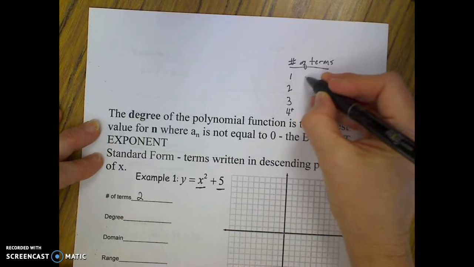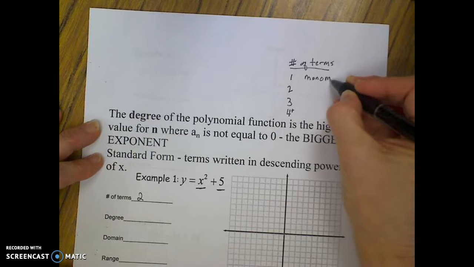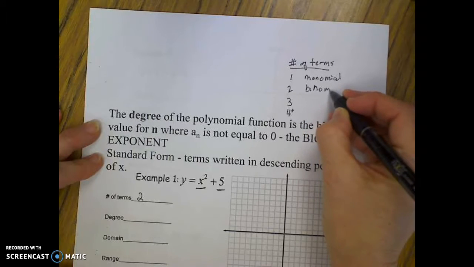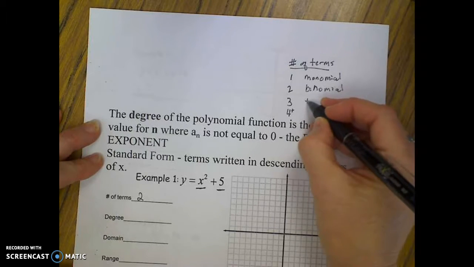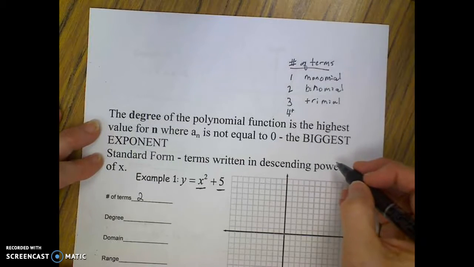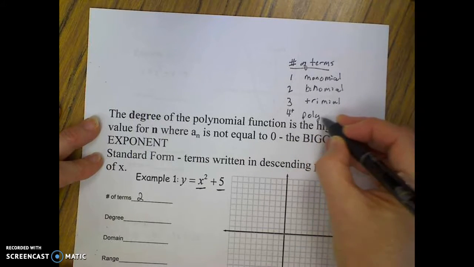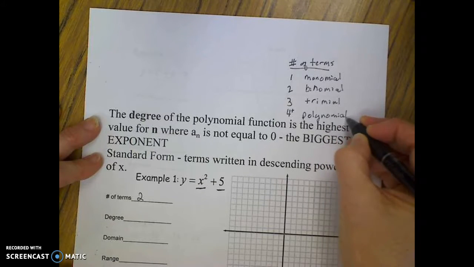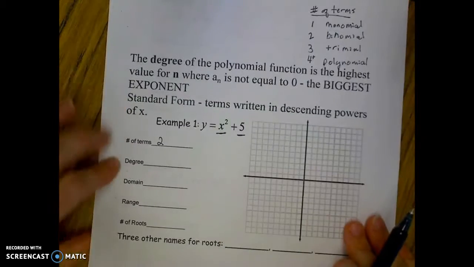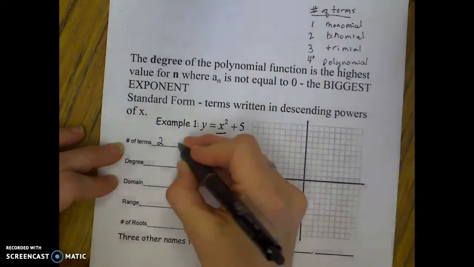One term is called a monomial. Two terms are a binomial. Three terms, yep, you guessed it, a trinomial. And we've used these words since Algebra 1, maybe even before. Anything more than 3 terms, we just lump together as a polynomial. But really, all of these are considered polynomials. All right, so back to here. There are 2 terms. Yes, please do tell the number, but also include the word. So that's a binomial.